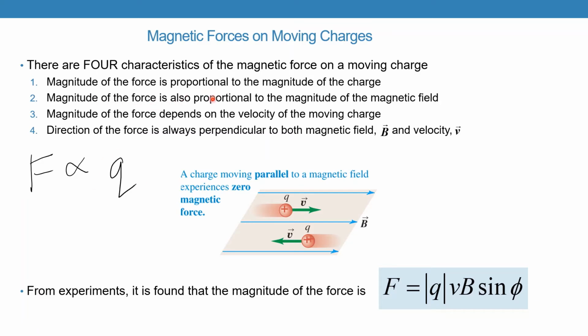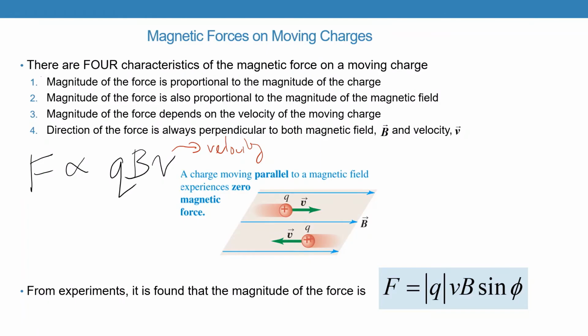The magnitude of the force is also proportional to the magnitude of the magnetic field, B. The magnitude of the force also depends on the velocity of the moving charge, so it is also proportional to V, the velocity of the moving charge. And finally, the direction of the force is always perpendicular to both the magnetic field and the velocity.